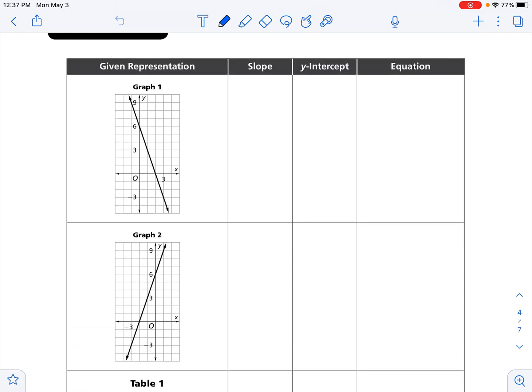Now, slope is also my unit rate. It's also my rate of change. And in my equation, it's my coefficient. So my slope is really important to find, and I want it to be accurate. So let's talk about how to find a slope when you're looking at a graph.